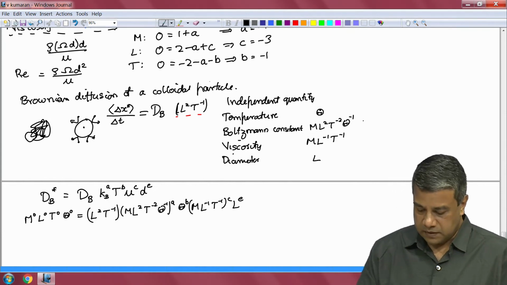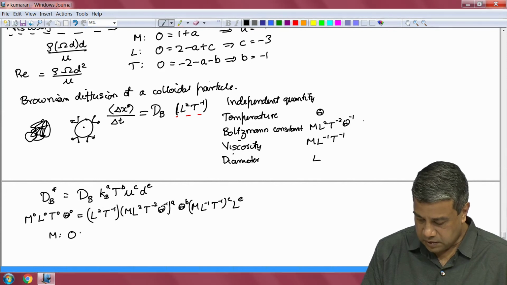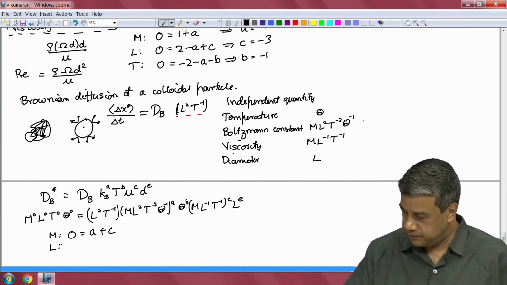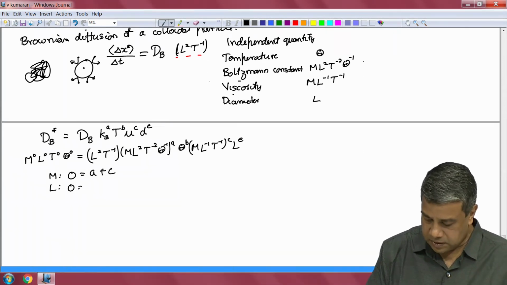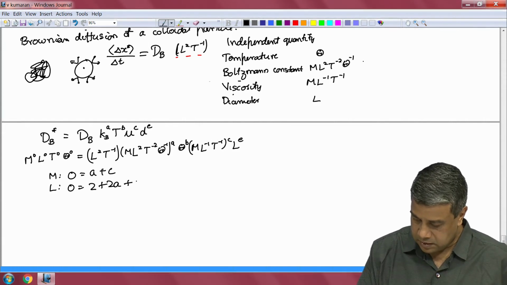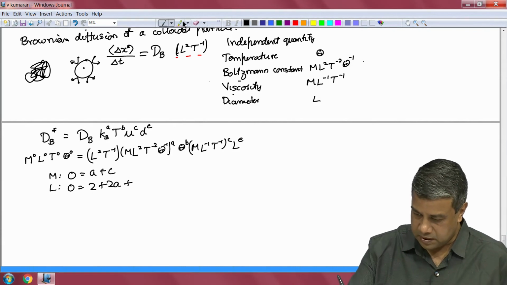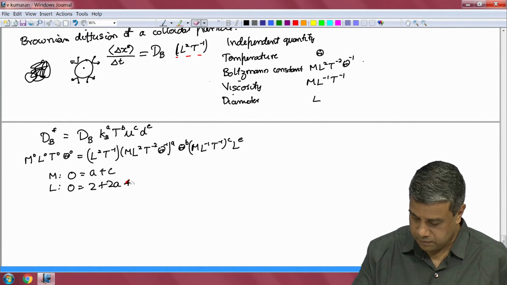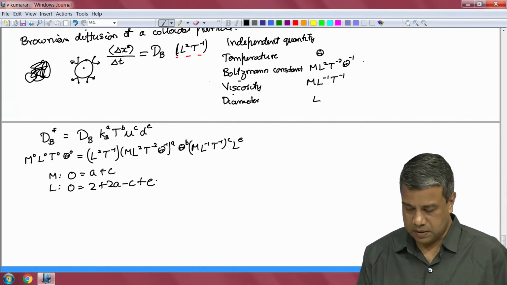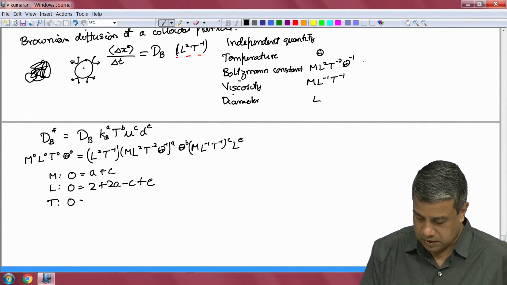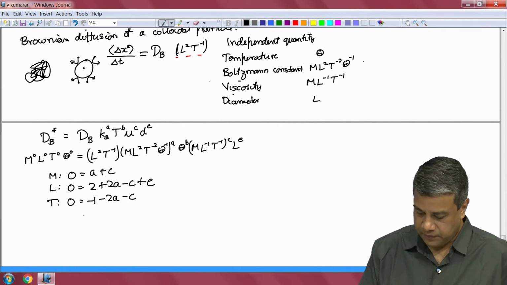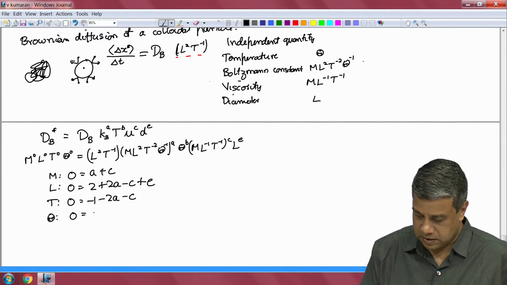Equate the dimensions on the left and the right sides. For mass dimension, 0 is equal to A plus C. Length dimension, 0 is equal to 2 from the Brownian diffusion plus 2A, minus C plus E. Time dimension, 0 equals minus 1 from the Brownian diffusion coefficient, minus 2A, and minus C, and the temperature, 0 equals minus A plus B.